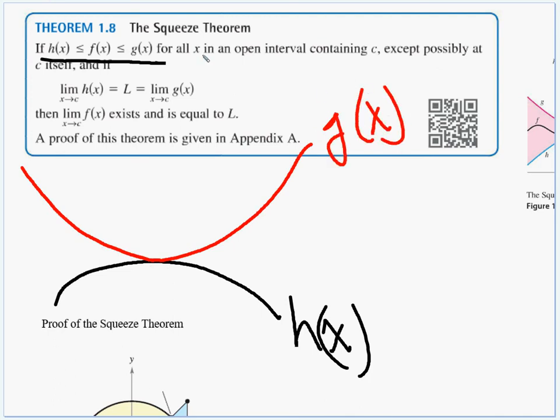G of x is on top. And then f of x is always in the middle. And here where these are pinched together, this is our point C. Our x is approaching point C, so g of x and h of x both have the same limit. So if we were to take this over to the y-axis, we would have our limit L.